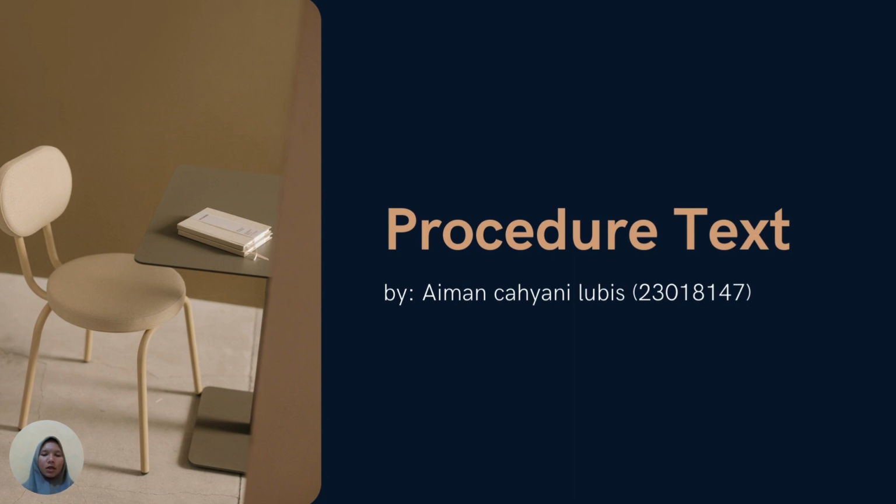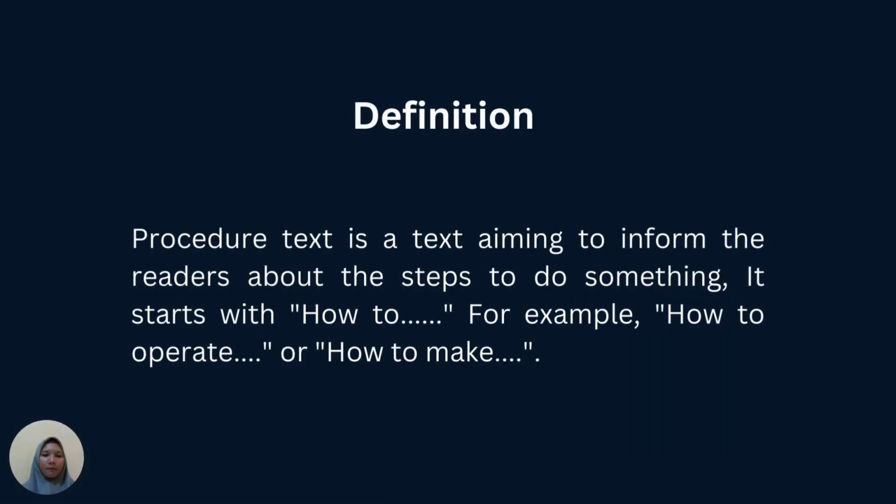My student number is 2301847. Here I will present about procedure text. The definition of procedure text: procedure text is a text aiming to inform the readers about the steps to do something. It starts with "how to", for example, how to operate or how to make something.